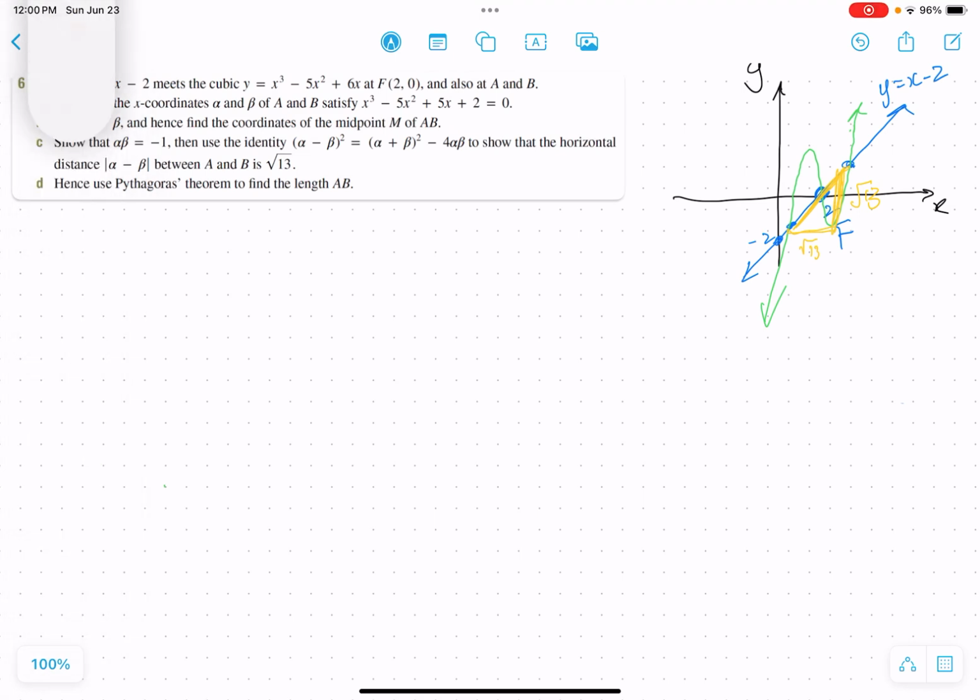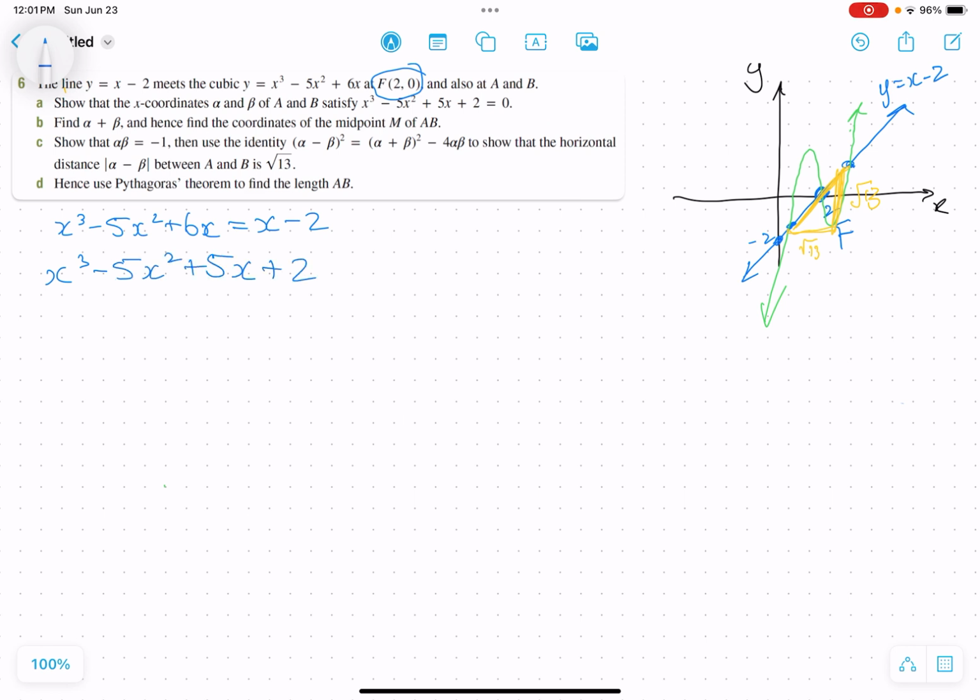All right, so the line y equals x minus 2 meets this cubic. We're given one of the roots because we know it meets at point F where x equals 2. So 2 has to be one of the roots. Of course, when I set them equal to each other, I get x minus 2 there. So I get x cubed minus 5x squared plus 5x plus 2 equals 0.